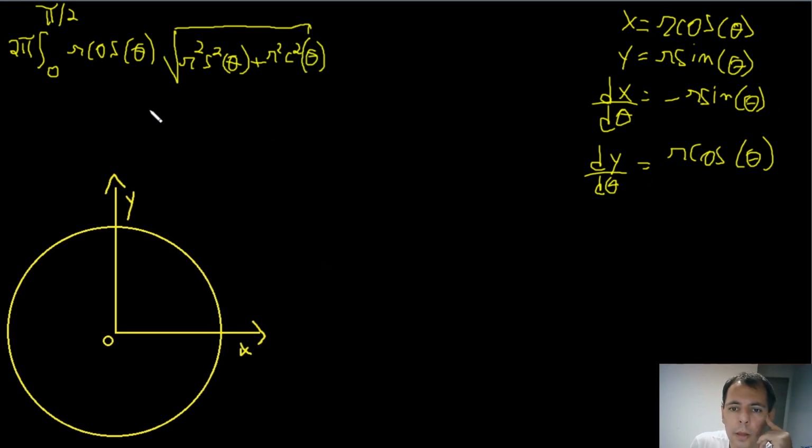Okay? And now, you see this stuff in here is just going to become 1. Why? Because you're going to factor out the r squared. So you're going to be left with sine squared of theta plus cosine squared of theta, which is just 1. Okay? So you have r squared inside the square root, and this equals r.